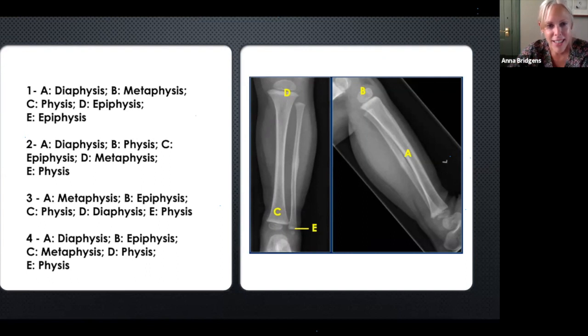So yes, that's the right answer. Number 4 is the right answer. A is the diaphysis, B is the epiphysis, C the metaphysis, and D is the physis, and E is the physis of the fibula as well.